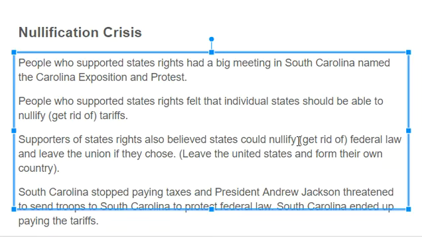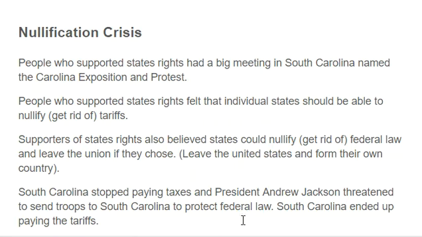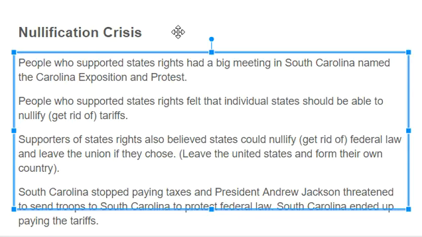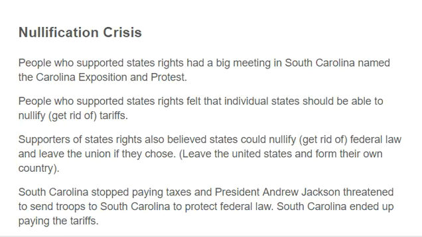And supporters of states' rights also believed that states can nullify, which means get rid of federal law, and leave the union if they choose. And essentially what this means is the southern states now are beginning to believe they can leave the United States and form their own country if they want to. It hasn't happened yet, but that's what they believe. And South Carolina stopped paying taxes, and President Andrew Jackson threatened to send troops to South Carolina to protect federal law. And South Carolina kind of got afraid. They ended up paying the taxes, but they thought that because they were their own state, they could not pay taxes and that they could leave the union if they want.